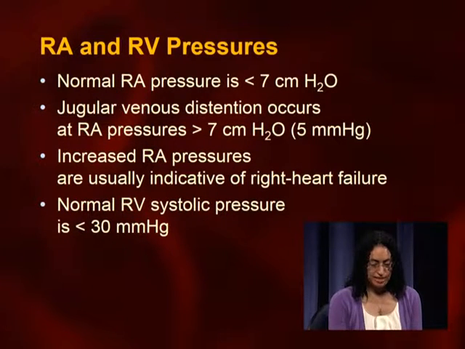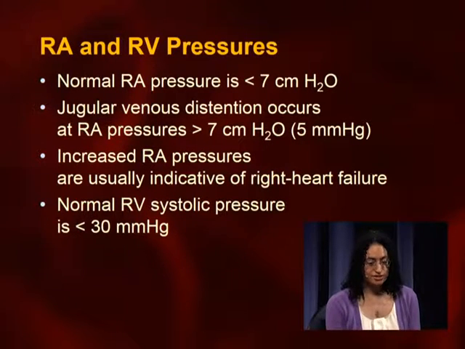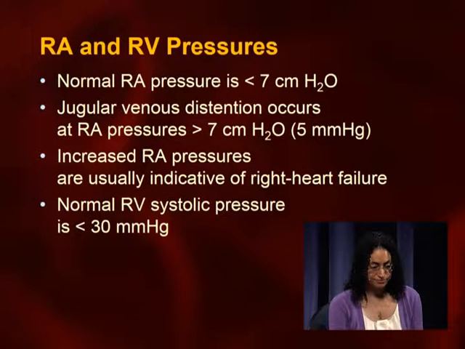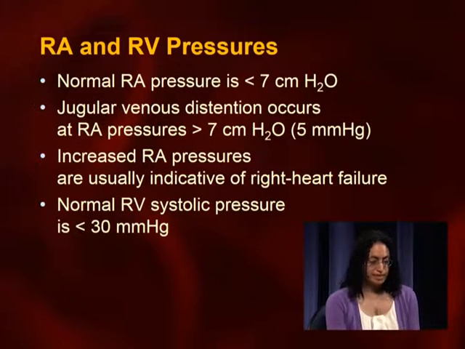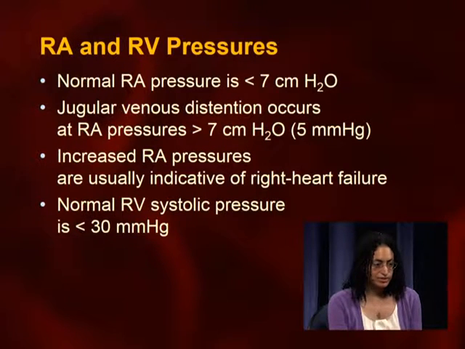So what about the right-sided heart pressures? Well, the normal right atrial pressure is less than 7, and jugular venous distension occurs when it goes higher than that. Increased RA pressures are usually indicative of right heart failure, and this is classic in right ventricular infarction. You'll see these pressures elevated.